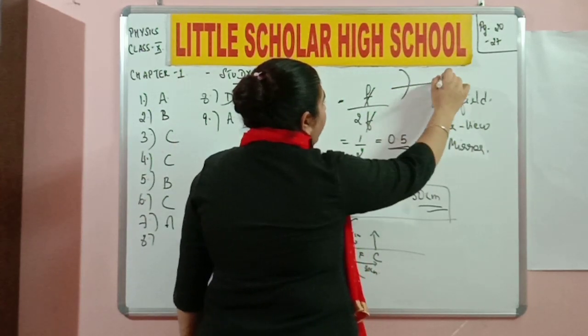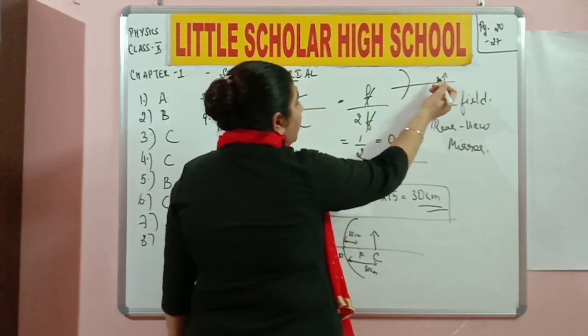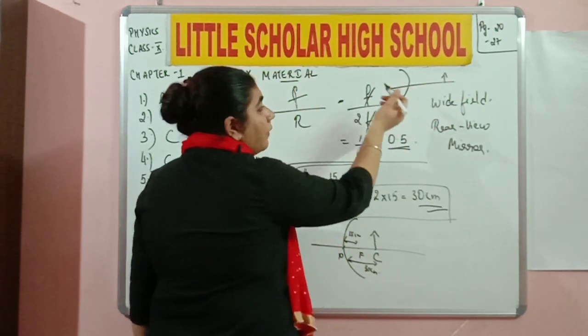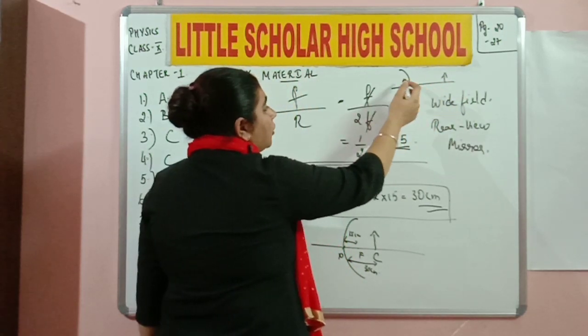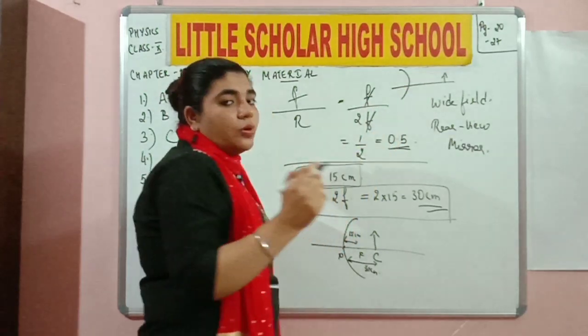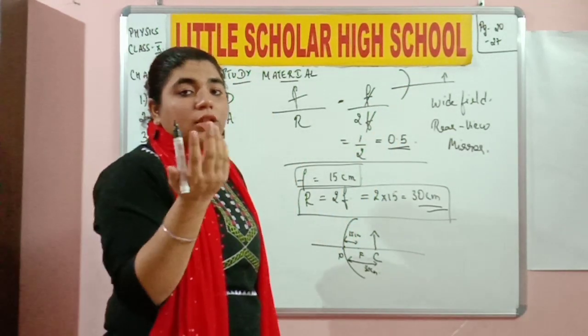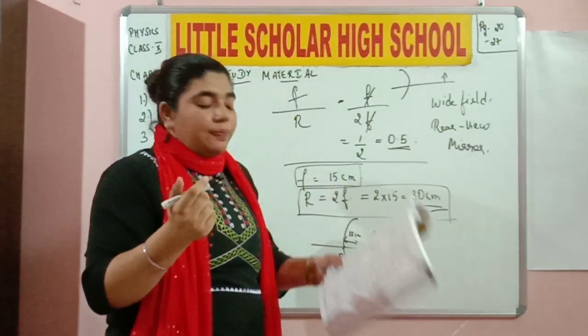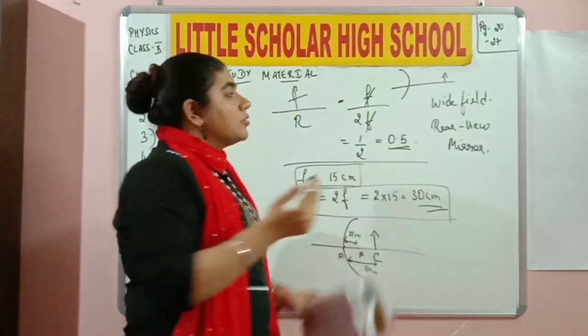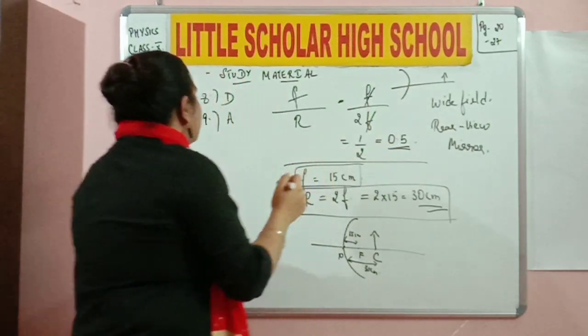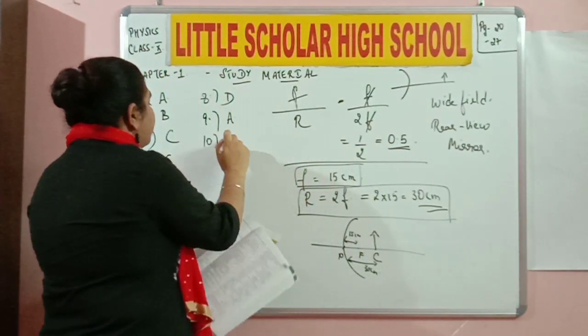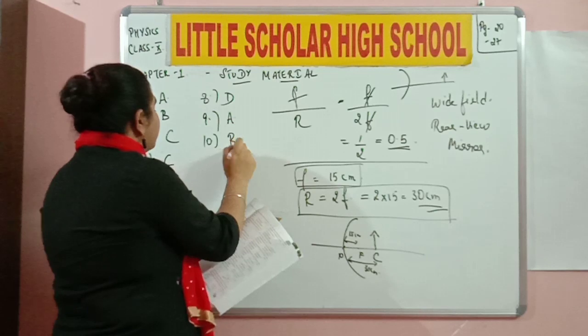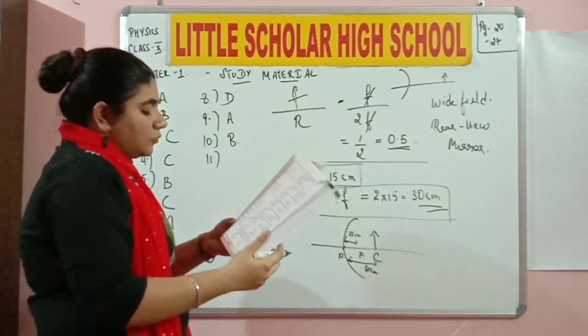If this was the mirror and this was the object, I am bringing the object very close to the convex mirror. So what will happen to the image in the convex mirror? It is going to be bigger in size because you are bringing the object closer. Yes or no? And what is it going to do? It is going to come towards the pole. So 10th one is option B. Yes, it's option B.